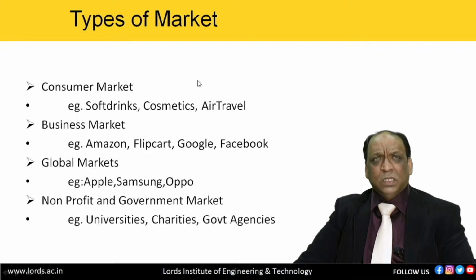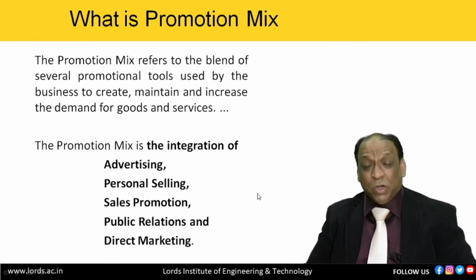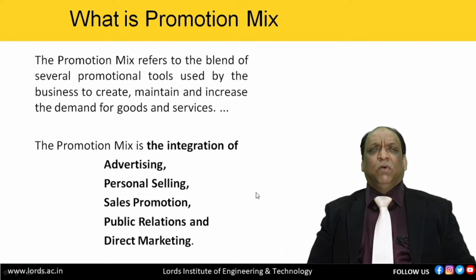The four markets that we have defined here are consumer markets. Example, soft drinks, cosmetics, air travel, as I said just before. Then there are business markets, which are also known as marketplace. These are digital cloud-based markets. These are Amazon, Flipkart, Google, and Facebook. Global markets like Apple, Samsung, or Oppo. Non-profit and government market: universities, charities, government agencies. These are various.